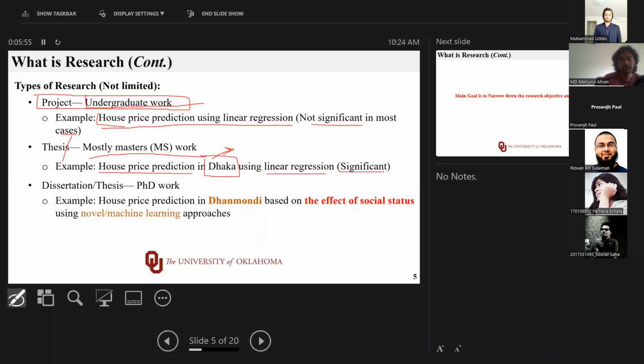Those are the significant ones. And dissertation we mostly call for PhD work, and if we define it, it will be different, like house price prediction in Dhanmondi.